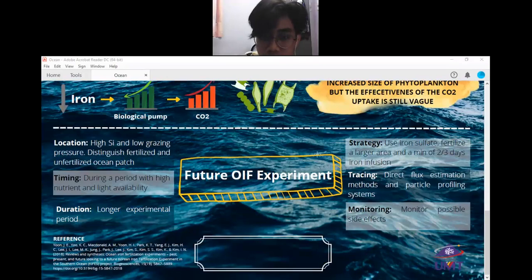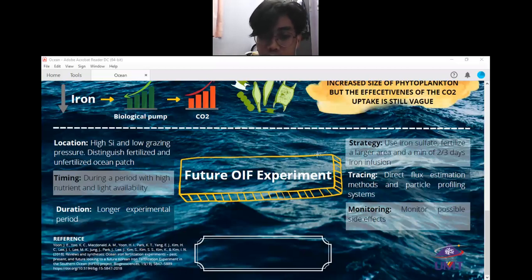There are a total of 6 factors that need to be considered for future OIF experiments. The first factor to ensure the success of the OIF experiment is the location. The experiment must take place at a place with high silicate availability and low grazing pressure to allow diatom bloom. It is also essential to distinguish the fertilized and non-fertilized areas to accurately observe changes in iron in this area.